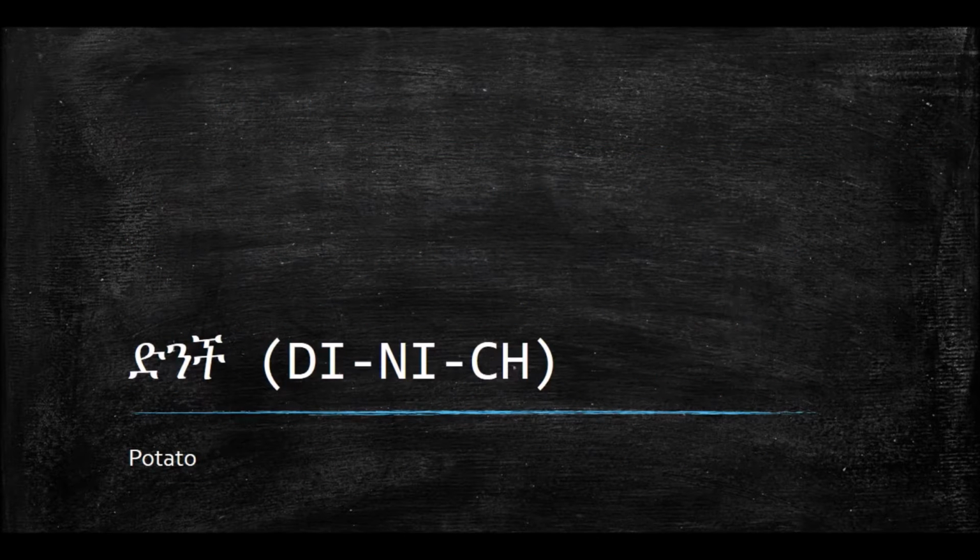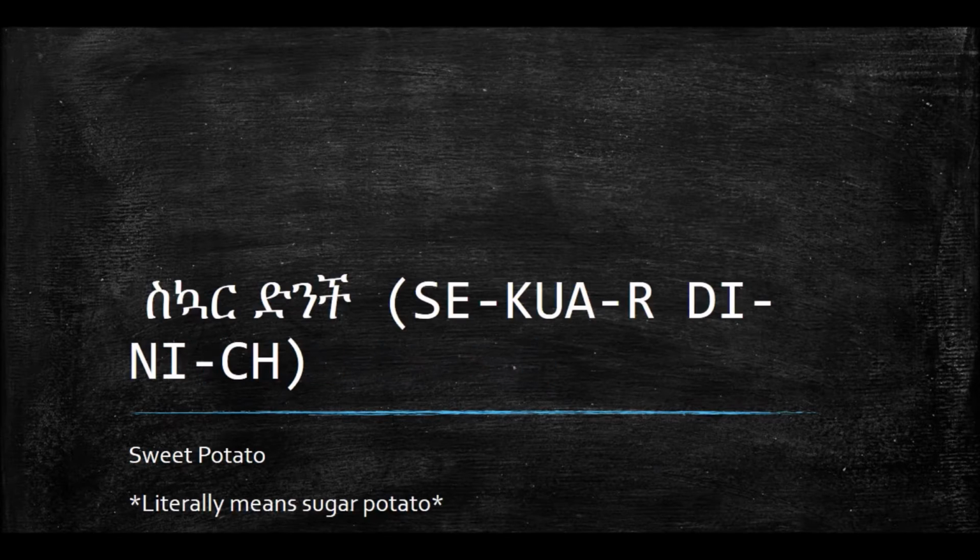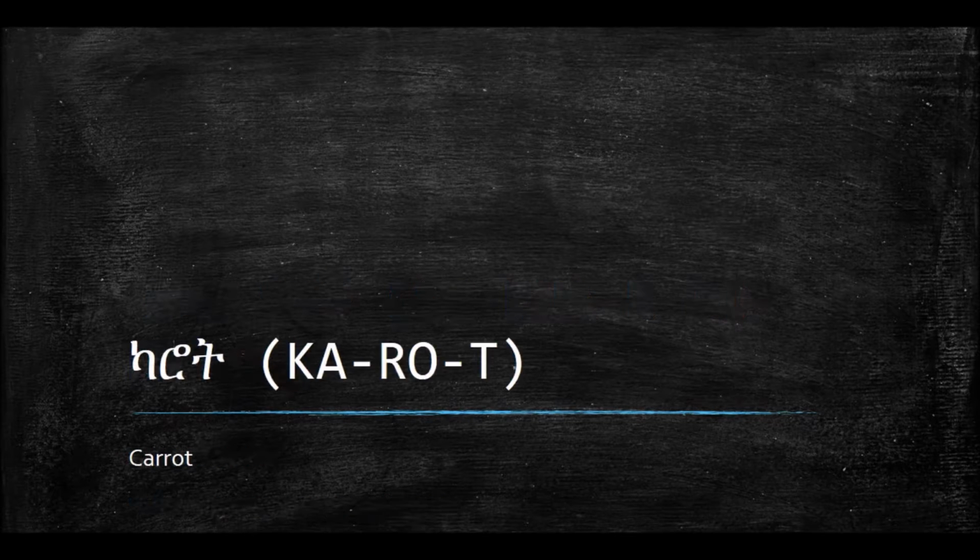The first word we're going to be talking about is potato. The way we say potato in Amharic is dinich. Sweet potato in Amharic is sikwar dinich. That literally translates to sugar potato. Carrots in Amharic is karot. So the CA sound is a hard CA, almost like a K.